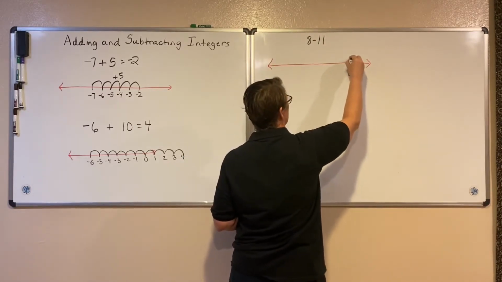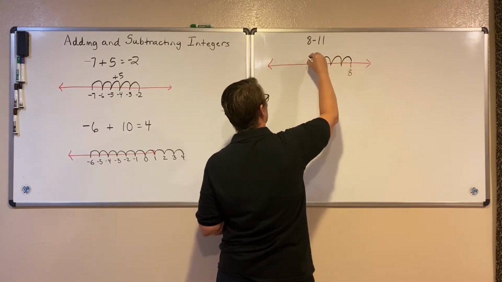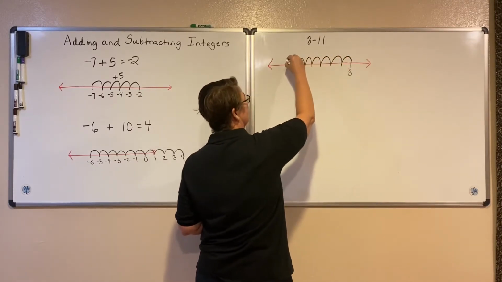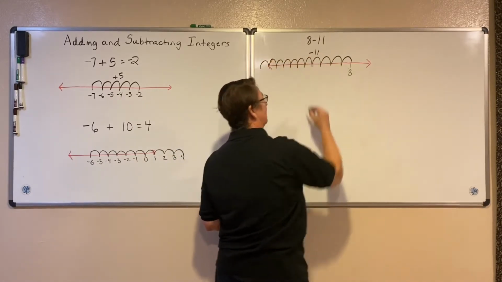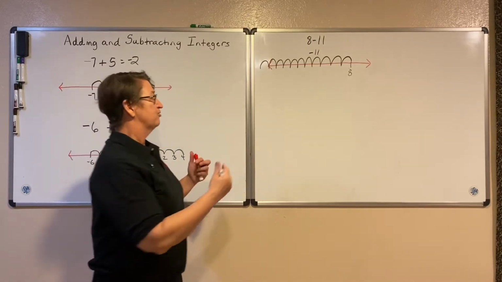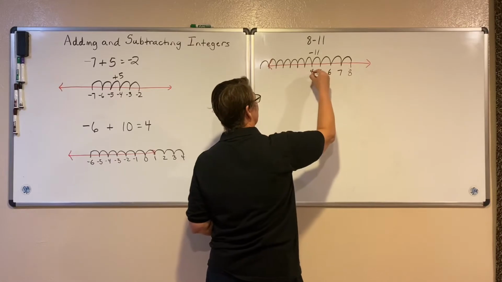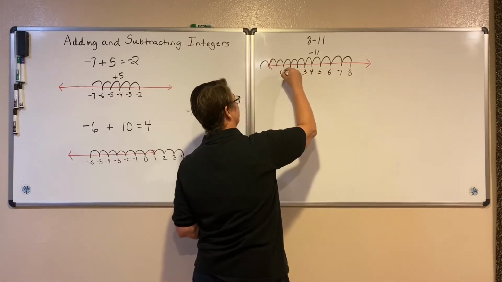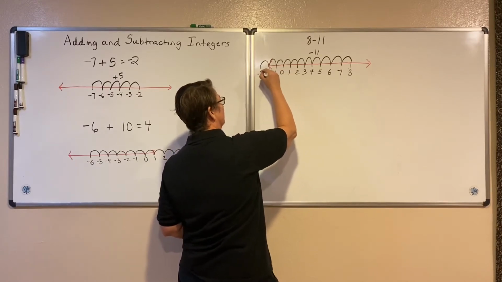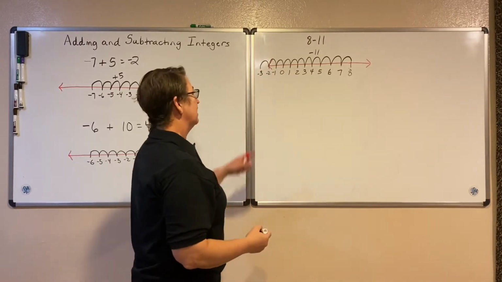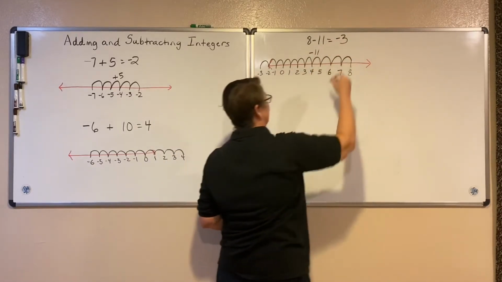So I'm going to go towards the left 11 spots. 1, 2, 3, 4, 5, 6, 7, 8, 9, 10, 11. I went backwards 11 spots. And so now I just count down to see where I am. 7, 6, 5, 4, 3, 2, 1, 0, -1, -2, -3. So I ended up at -3. So 8 minus 11 is a -3.